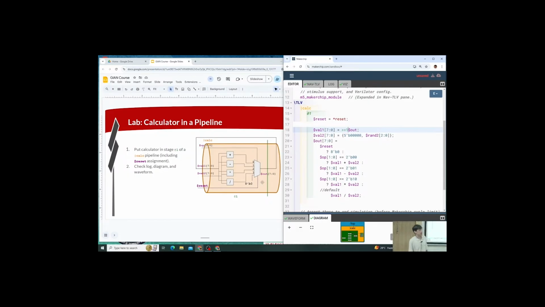This green line indicates a stage boundary, separating stage 1 in this case from stage 2, and implying the existence of flip-flops. Yes. Right. Everybody comfortable with this? Yeah. Okay.